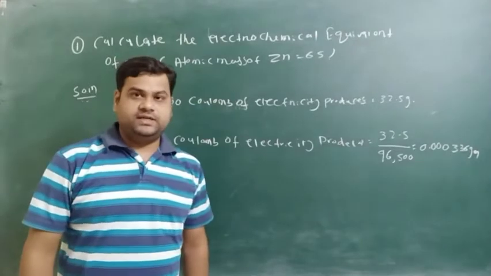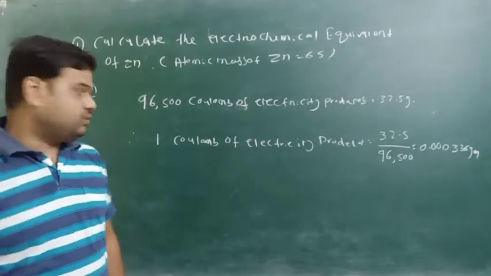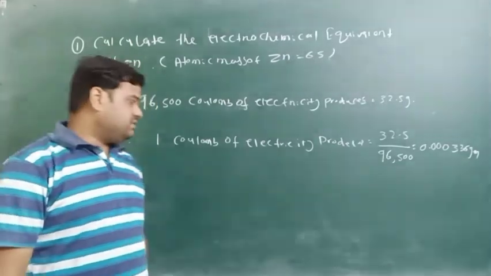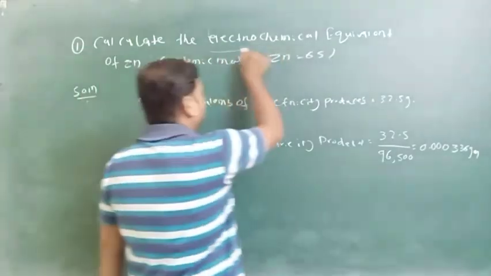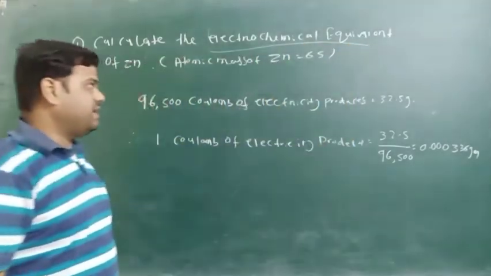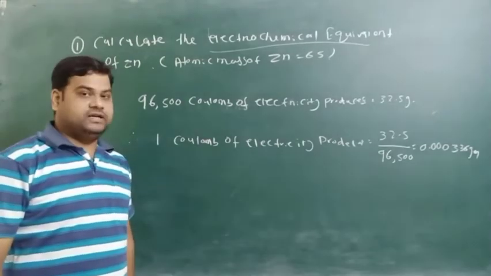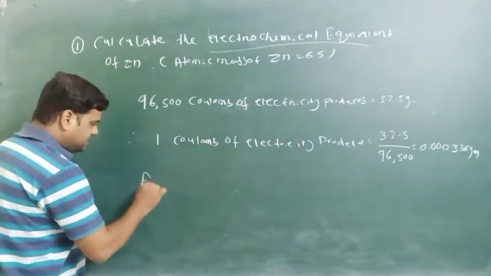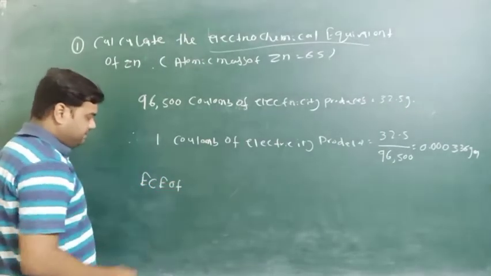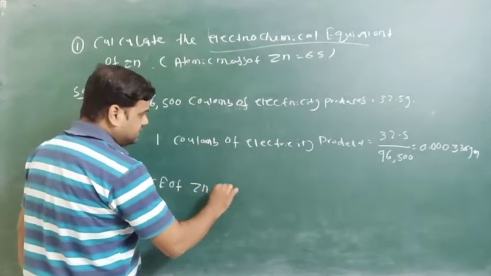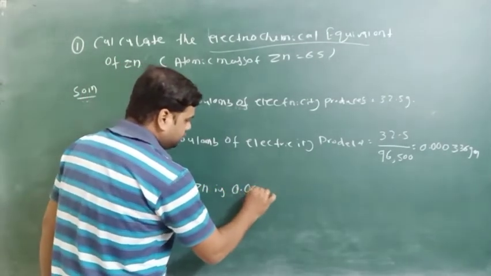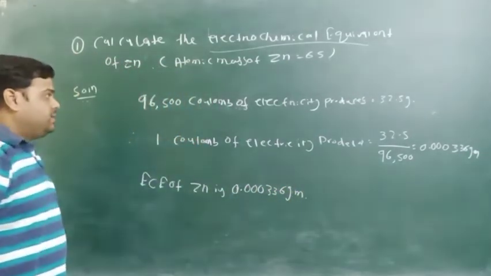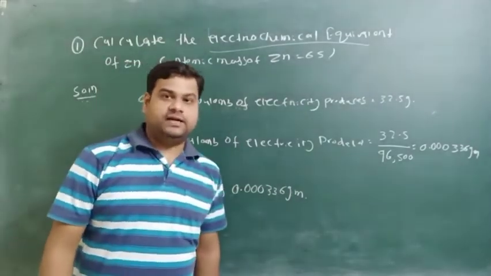1 coulomb of electricity means the electrochemical equivalent, and 1 coulomb means 1 ampere into 1 second. As per the definition, the electrochemical equivalent of a substance is defined by the mass deposited when 1 coulomb of electricity is supplied. So the electrochemical equivalent, or ECE, of zinc is 0.000336 grams. This is the calculation of electrochemical equivalent.